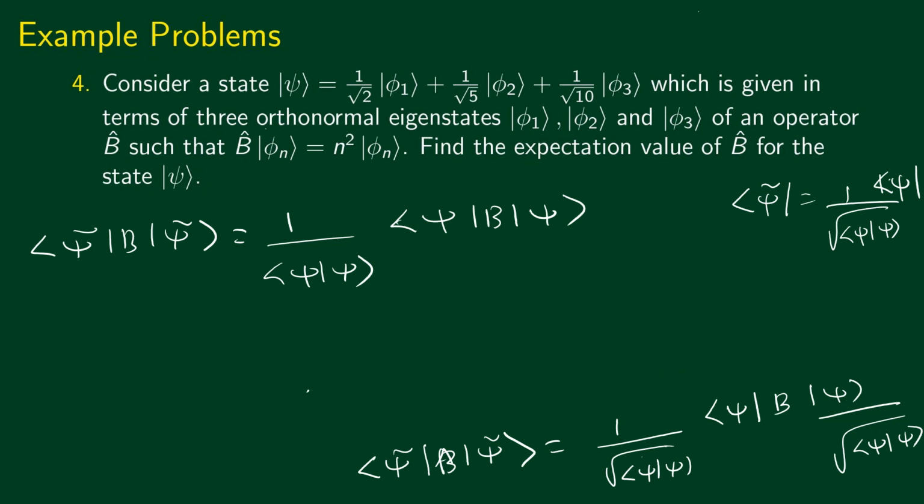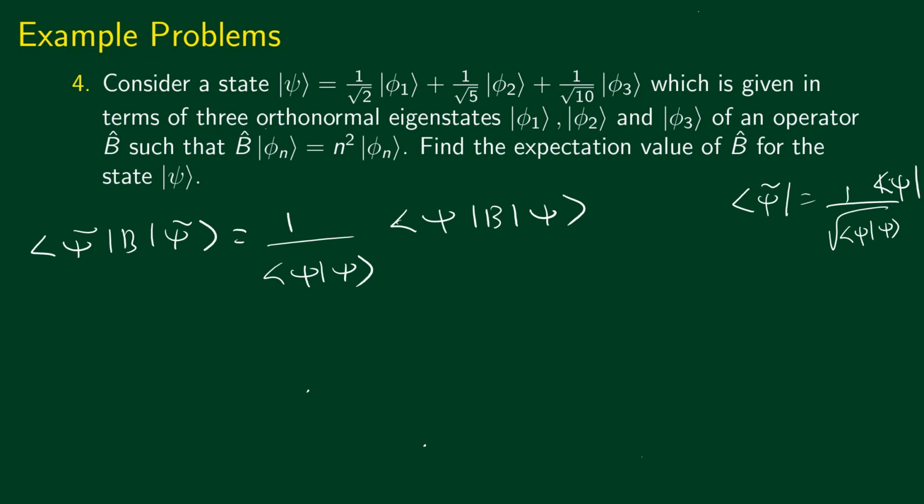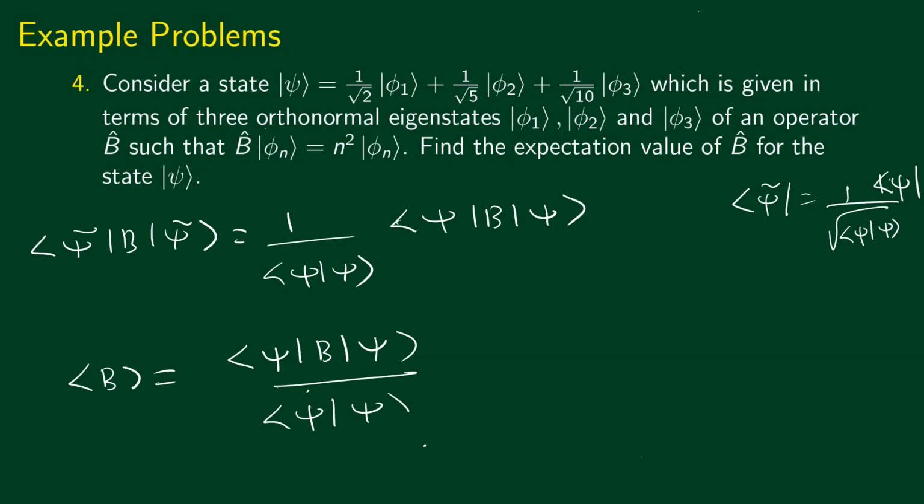So in general, if you want to find the expectation value of B, the expectation value of B is given by bra psi B ket psi divided by bra psi ket psi. This is the general rule for finding the expectation value. If it's normalized, fine, this factor is 1. Otherwise, we have to divide by this.